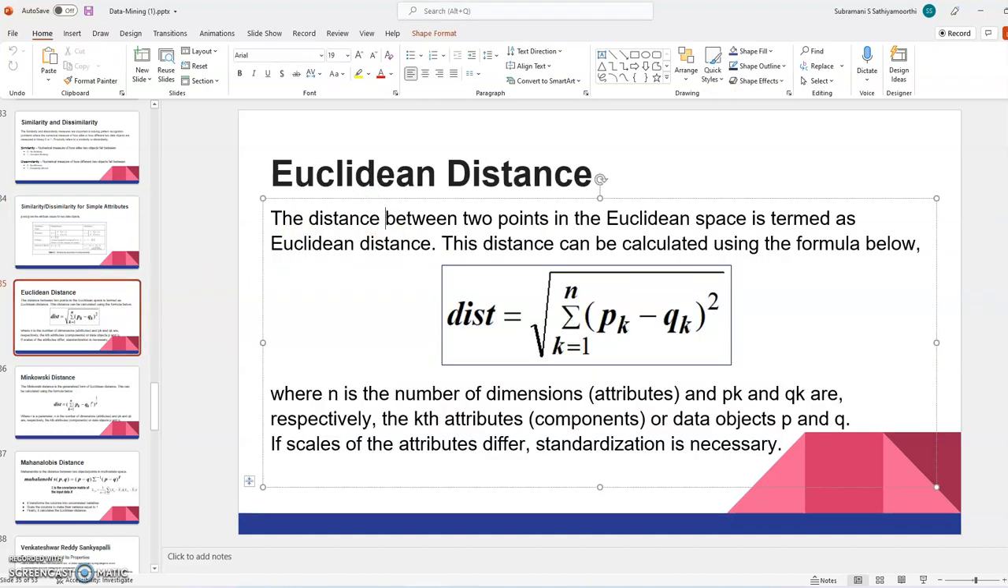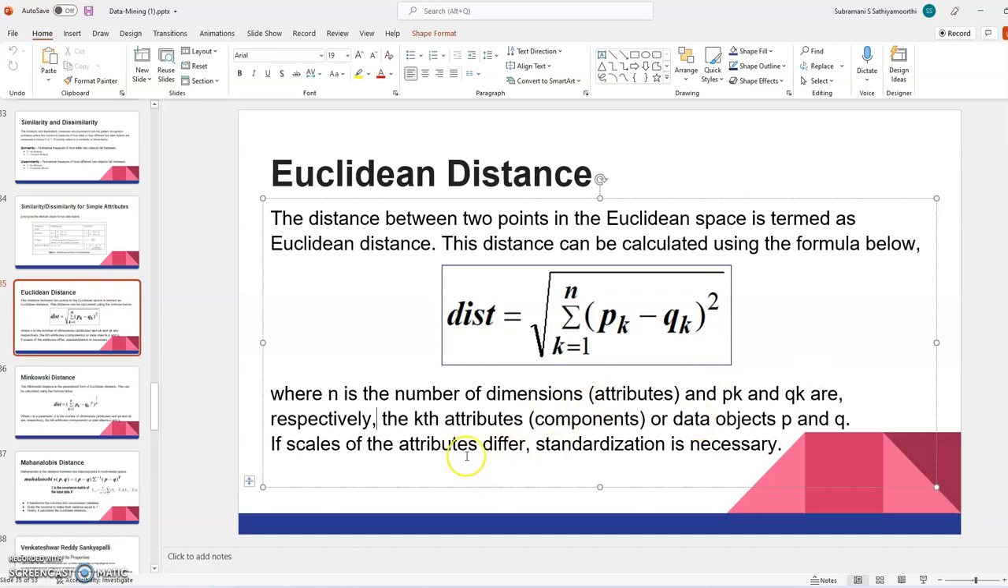What is Euclidean distance? The distance between two points in Euclidean space is termed Euclidean distance. The distance can be calculated using the formula below: square root of the summation, k equals 1 through n, of pk minus qk, the whole squared, where n denotes the number of dimensions and pk and qk are respectively the kth attributes of data objects p and q.